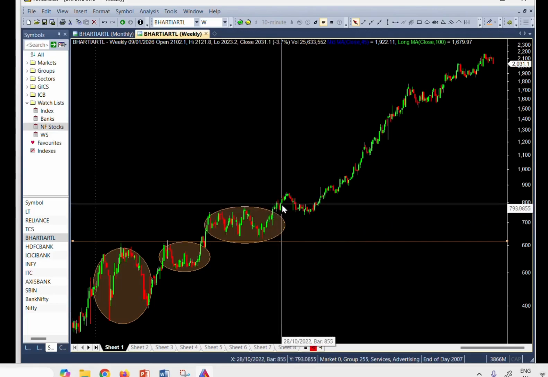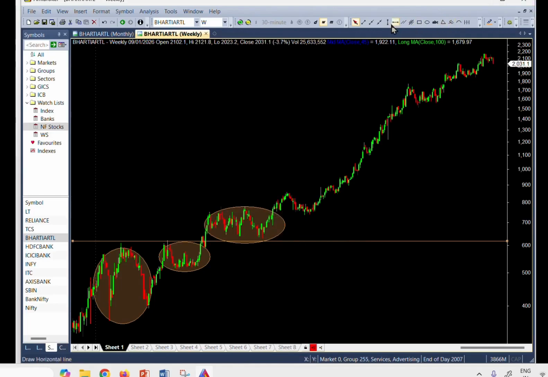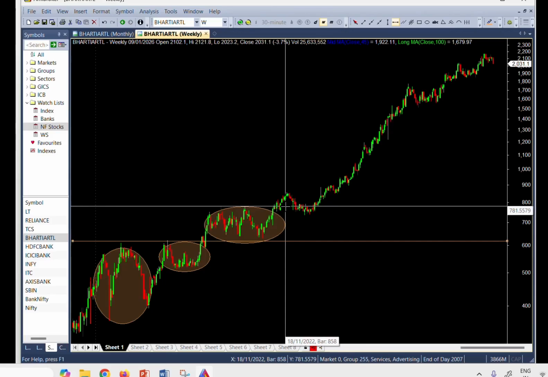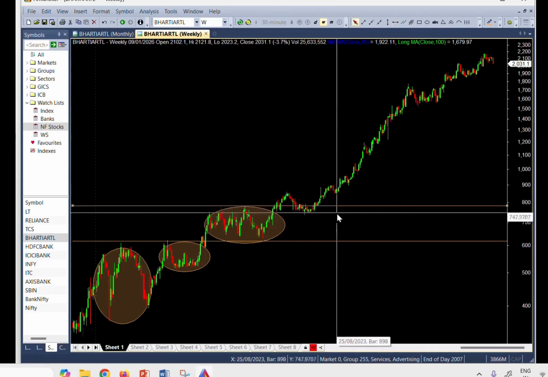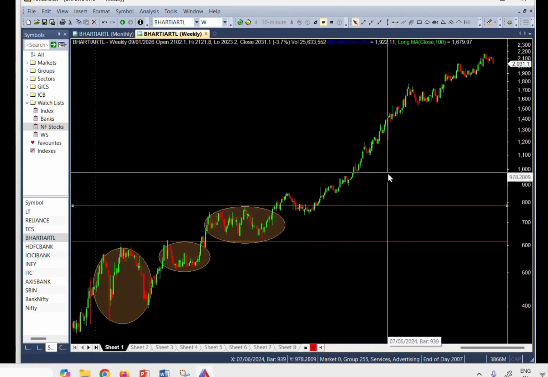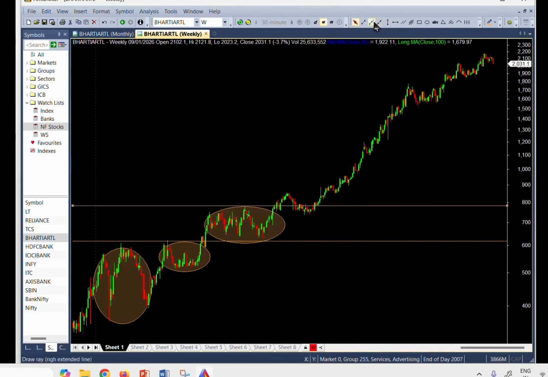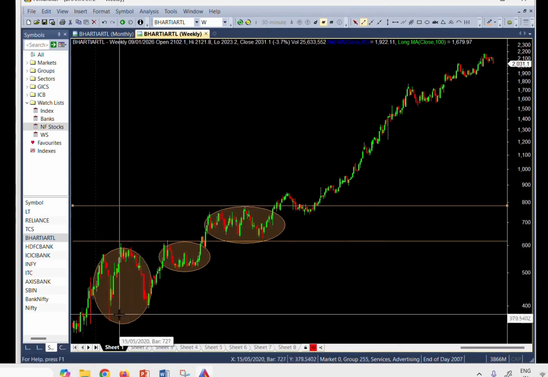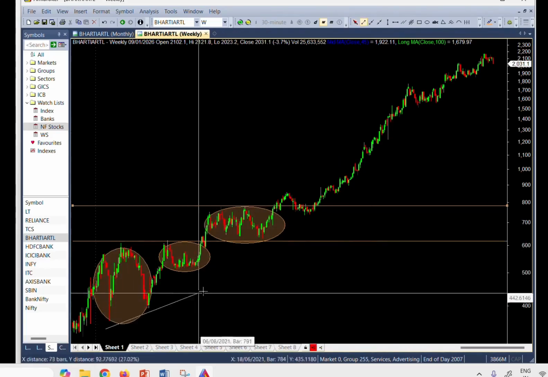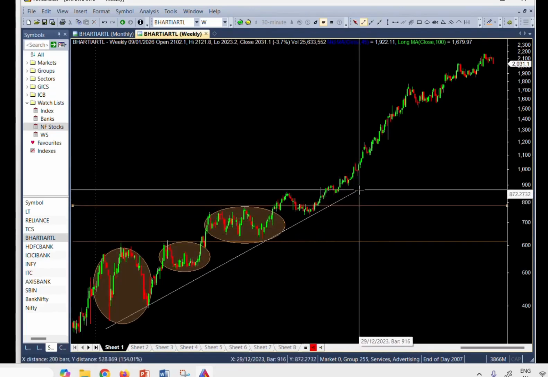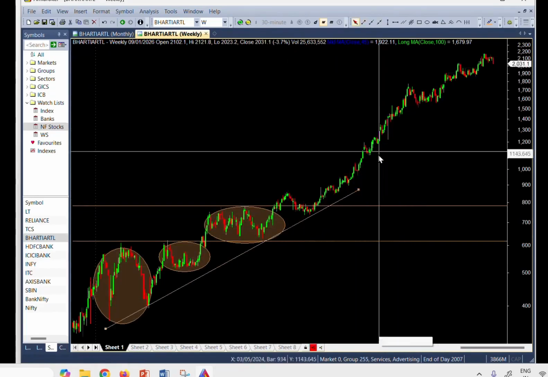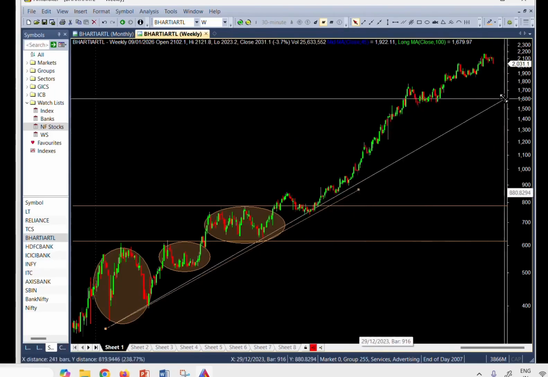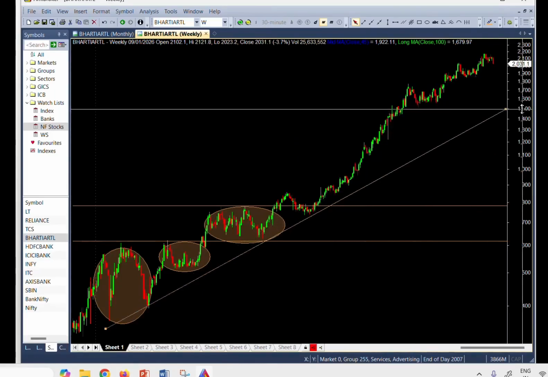It has broken the second resistance which was here. This was the second resistance, 781. So it has broken this 781, and then it resumed its journey of uptrend. If we have to draw the trend line, we can draw several trend lines here. This was one trend line, and you can see this trend line is still continuing. There is no break in this trend line.